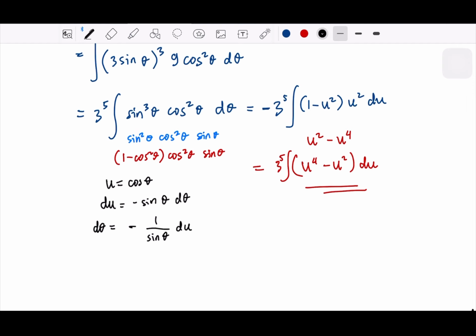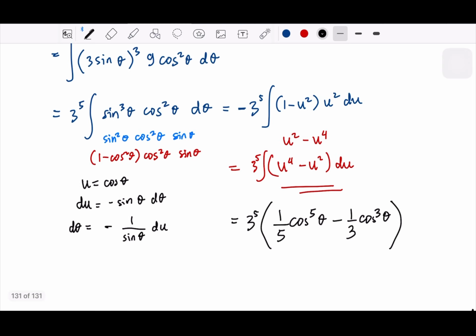So u with power of 4 becomes 1 over 5. So let's write 3 with power of 5, and then u becomes 1 over 5 here. u is cosine theta, so we can write cosine with power of 5 theta, minus 1 over 3, and then cosine cubed theta. Suppose you can write plus constant, but I will keep it for the end.